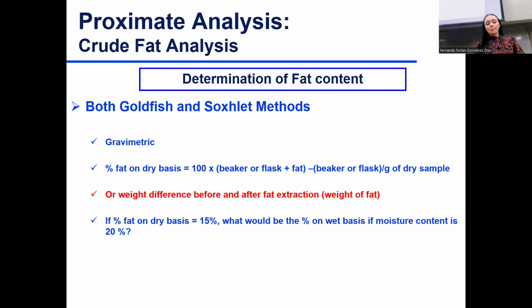Question for you guys. If the percent fat on a dry basis of my product is 15%, if I want to see it on wet basis, knowing that the moisture is 20%, how much would that be? You guys can do it. You have a minute to do it. We did this exercise too, similarly with proteins. I don't know if you guys remember that from your class, but we can do it together too. First question, is it going to be higher or lower?